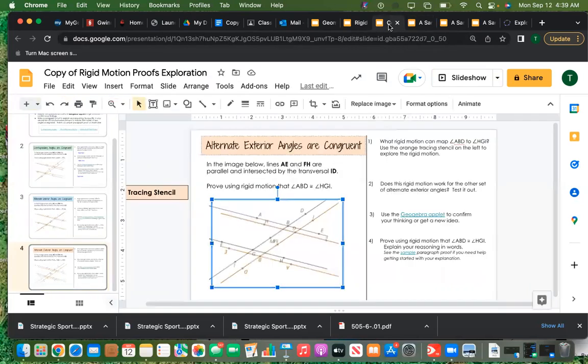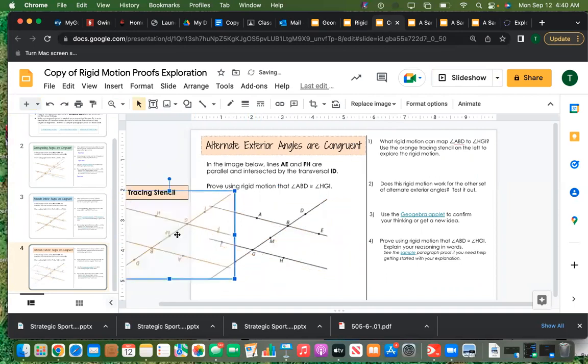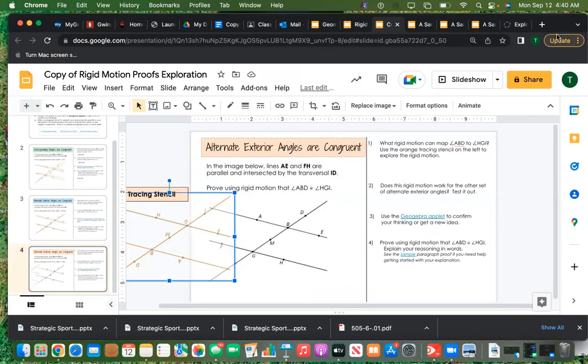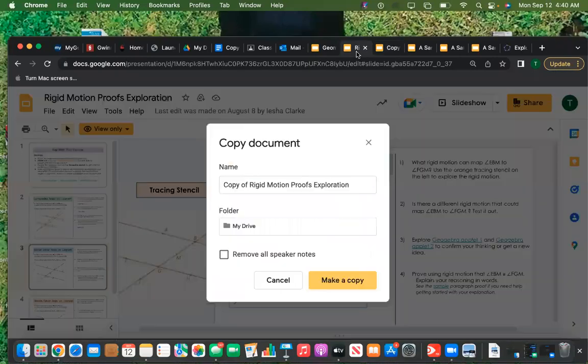So that when we come back over here, we would have ABD map to HGI, which means that those alternate exterior angles are congruent. So again, we're using that rigid motion in order to prove that those two angles are congruent. So all I need you to know is that alternate exterior angles are also congruent. Okay. All right. Going back to the original PowerPoint.